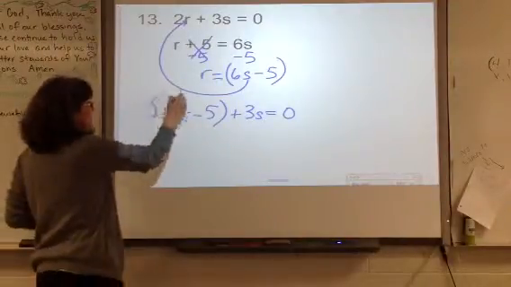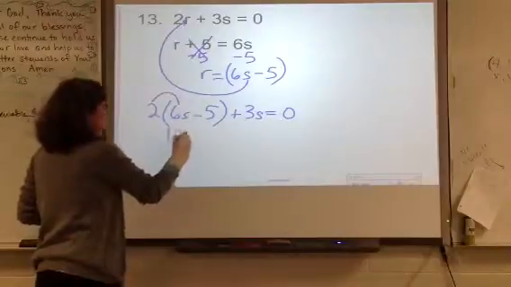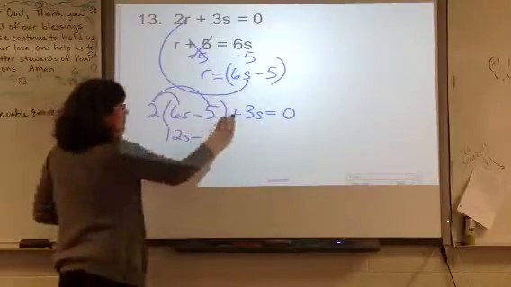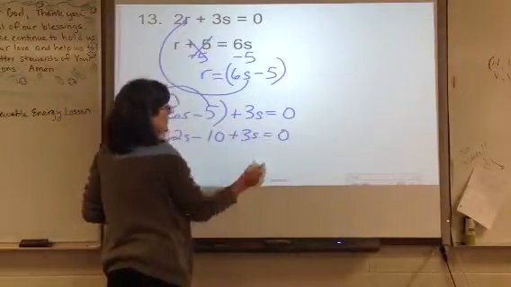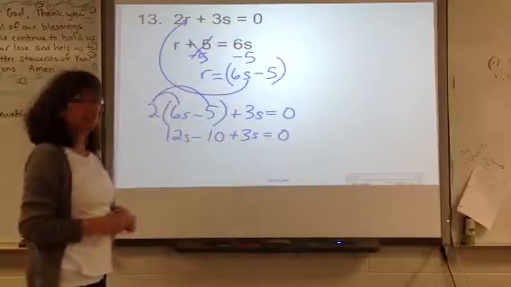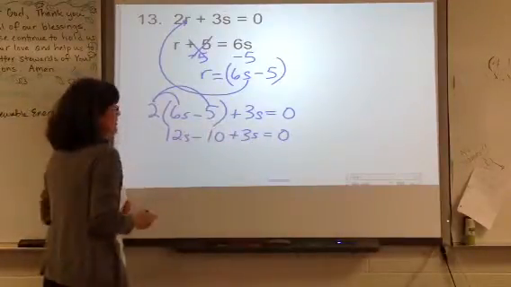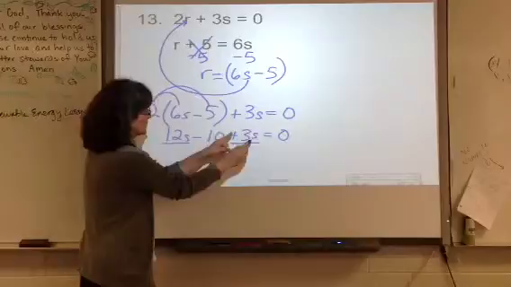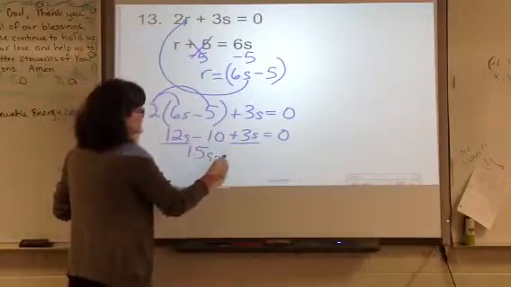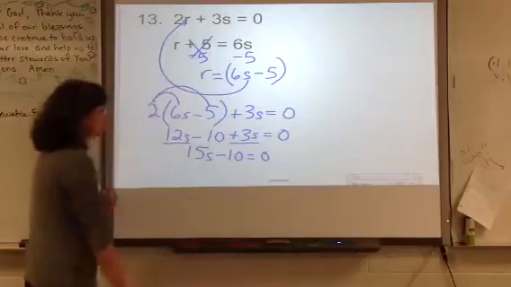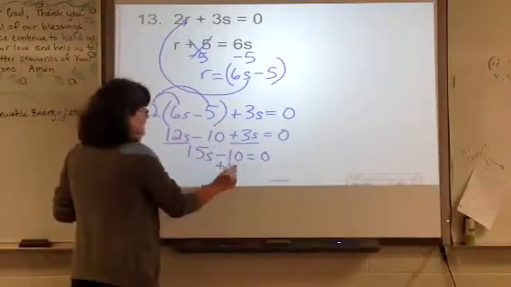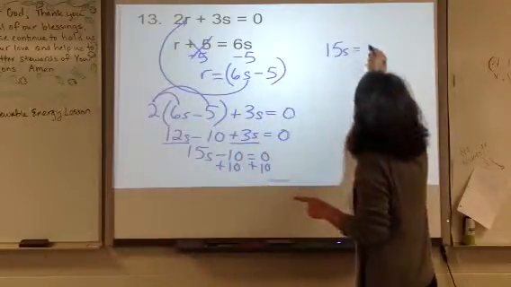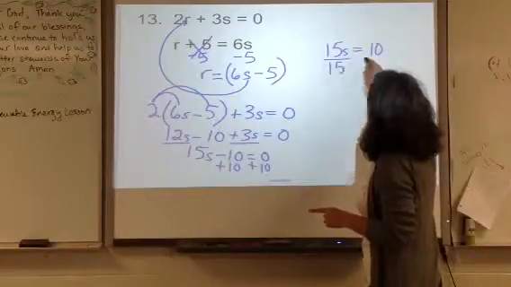Okay, here we go. Distributive. 2 times 6s, 12s. 2 times negative 5, negative 10. Plus 3s equals 0. I don't like those s's because they look kind of 5-ish. Make sure they're way smaller so you don't forget. We've got a 12s and a 3s that are like terms. Positive 12, positive 3 is 15 s's. Minus 10 equals 0. Gotta get s alone. Let's add 10 to both sides. And 15s equals 10. Oh, I'm looking at a fraction here.